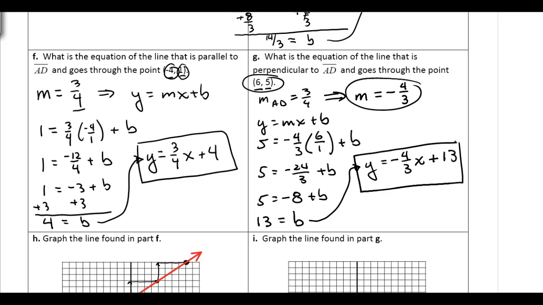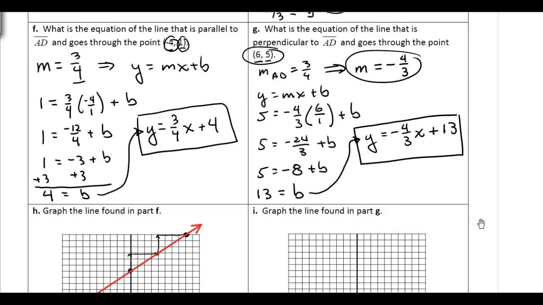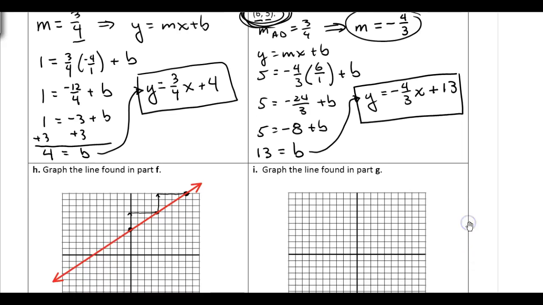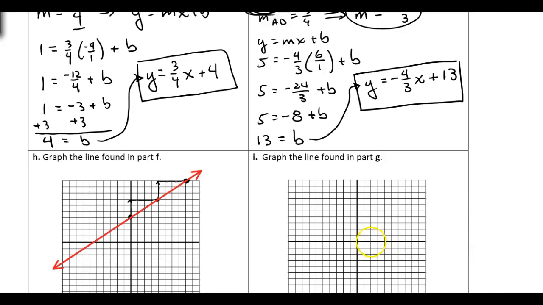And we're going to go ahead and graph that. Now, the technique I used in the last video was to graph the y-intercept and then use the slope. In this case, the y-intercept is going to be off the graph. So I'm going to start with the point that they give us over here, 6,5, and then use the slope. So I have 1, 2, 3, 4, 5, 6, and then up 5, 1, 2, 3, 4. So here's my point, and I know my slope is negative 4/3.